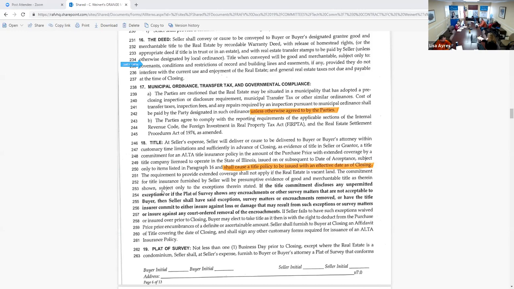My next item is on line 250 under title. And this is an interesting addition. It says on line 260, okay, so we all know it's the seller's obligation to provide clear title to the property, and that he does that by having a commitment for title insurance issued. Some of the attorneys felt that the contract didn't state that the policy had to be issued. So we've added language that says shall cause a title policy to be issued with an effective date as of closing. Not something we really need to worry about.